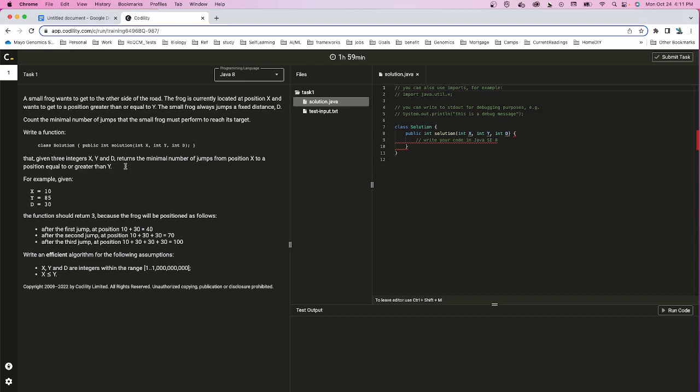training lesson. A small frog wants to get to the other side of the road. The frog is currently located at position X and wants to get to a position greater than or equal to Y. The small frog always jumps a fixed distance d. So we want to count the minimum number of jumps that the small frog must perform to reach its target.